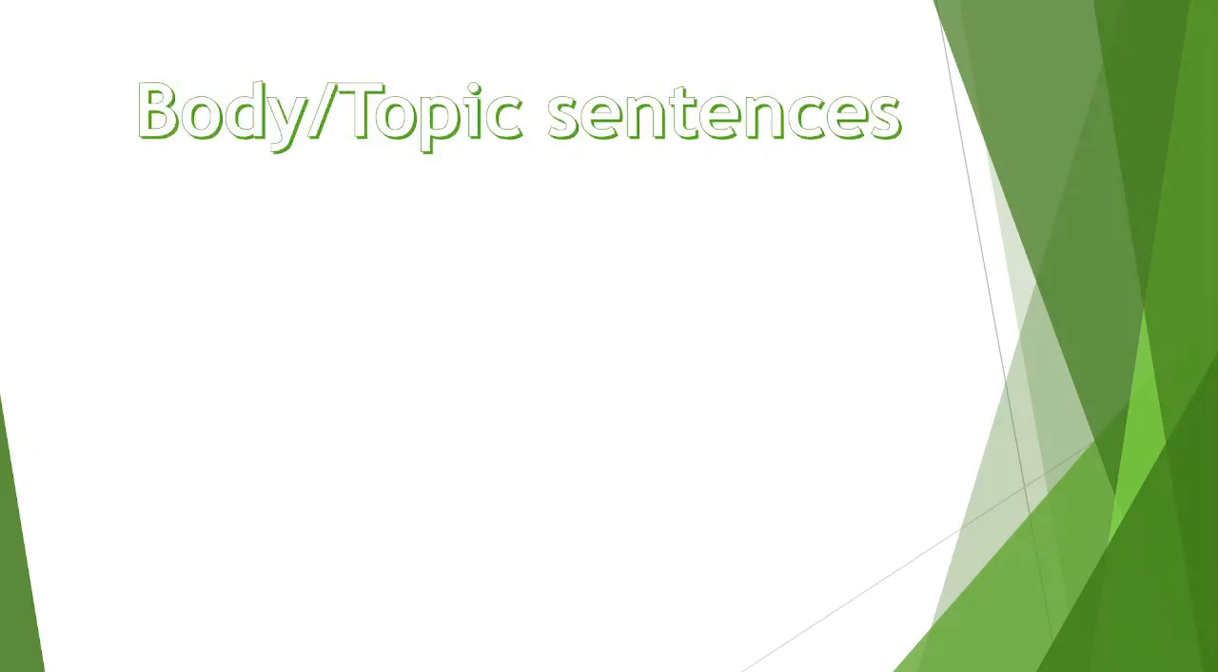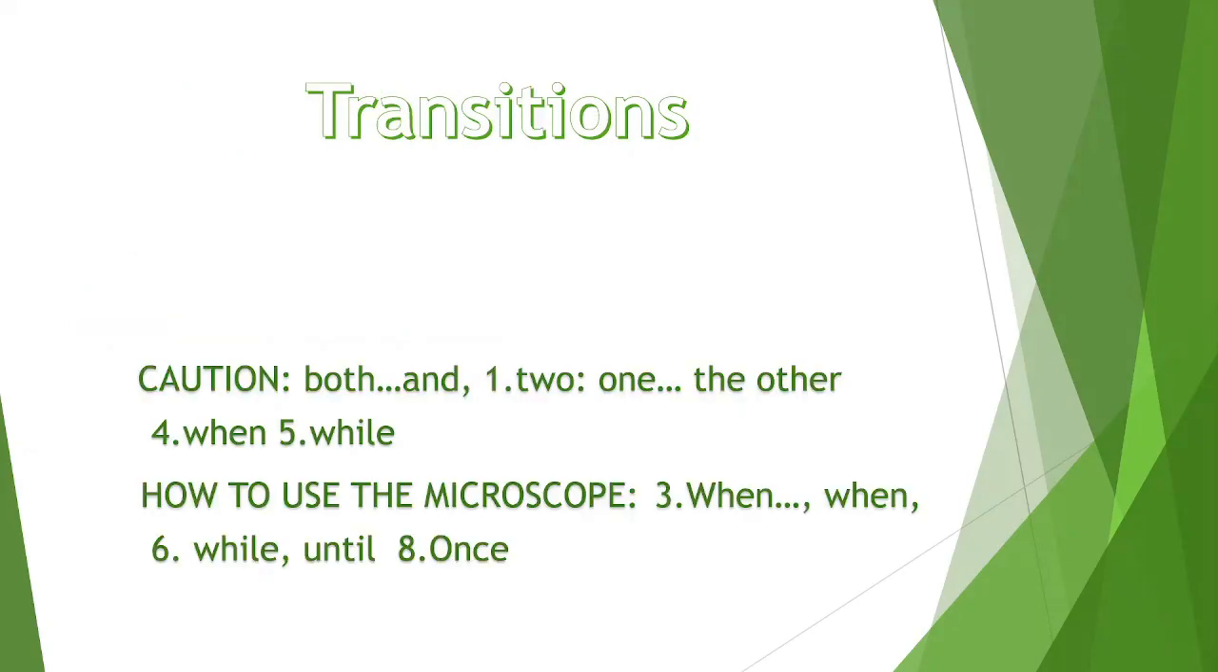And let's look at the body. So in the body, there are two sections. They are caution and how to use the microscope. That's what happened in this writing. But in some other essay writing, when you look at the body paragraphs, you try to find the topic sentence in each body paragraph.